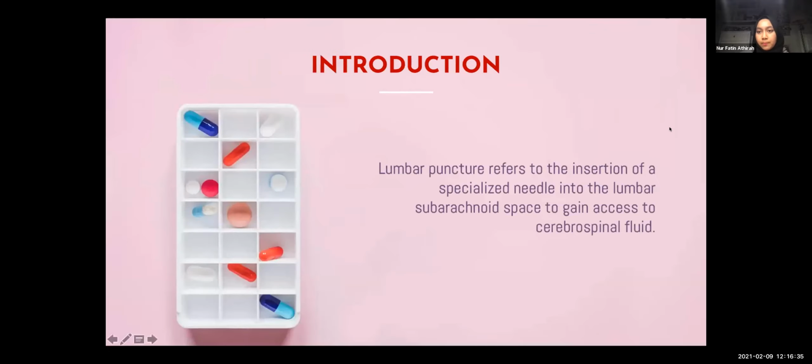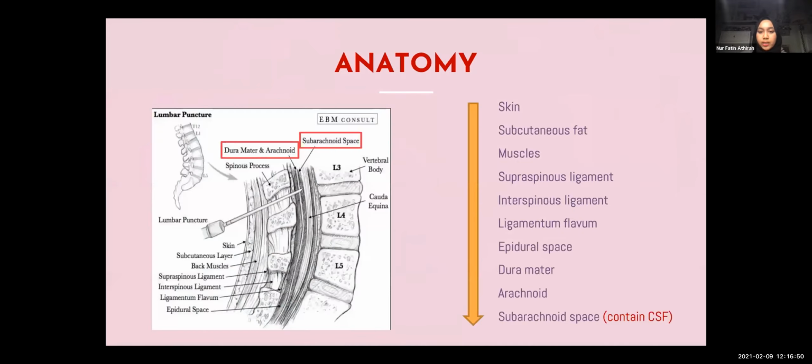So, introduction. Lumbar puncture refers to the insertion of a specialized needle into the lumbar subarachnoid space to gain access to cerebrospinal fluid. In order for us to obtain the CSF, we need to know the anatomy. So for anatomy, we have to go through layer by layer from the superficial part, which is the skin, subcutaneous fat, and until we reach the subarachnoid space. The surrounding space is where the CSF is contained.